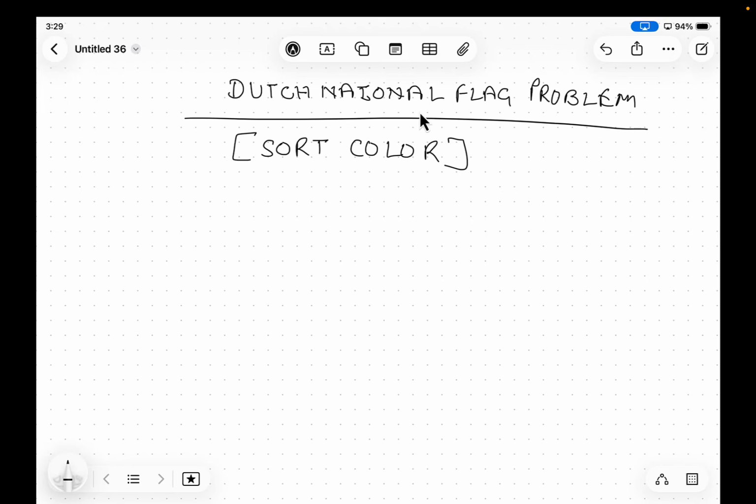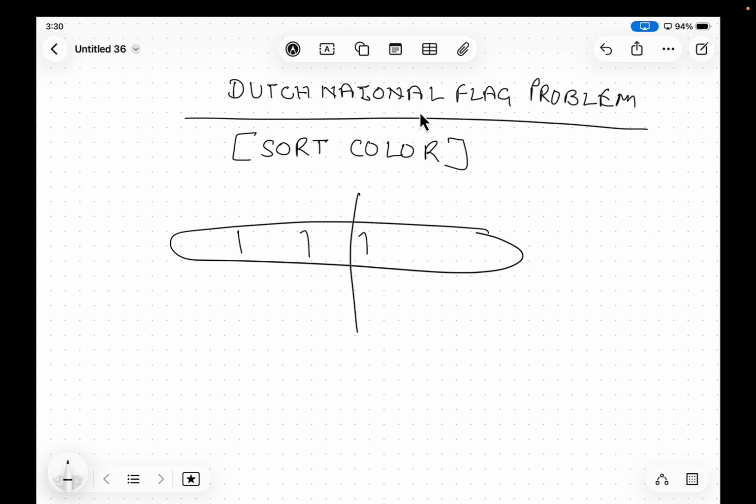So welcome back. Till now we used two pointers to divide the data into two parts normally. Some stream of data is there and you are dividing it into two parts, like zeros together, ones together. In the same way, what if we are asked to divide the data into three parts or three zones? This is a very famous problem of sorting colors, the Dutch national flag.